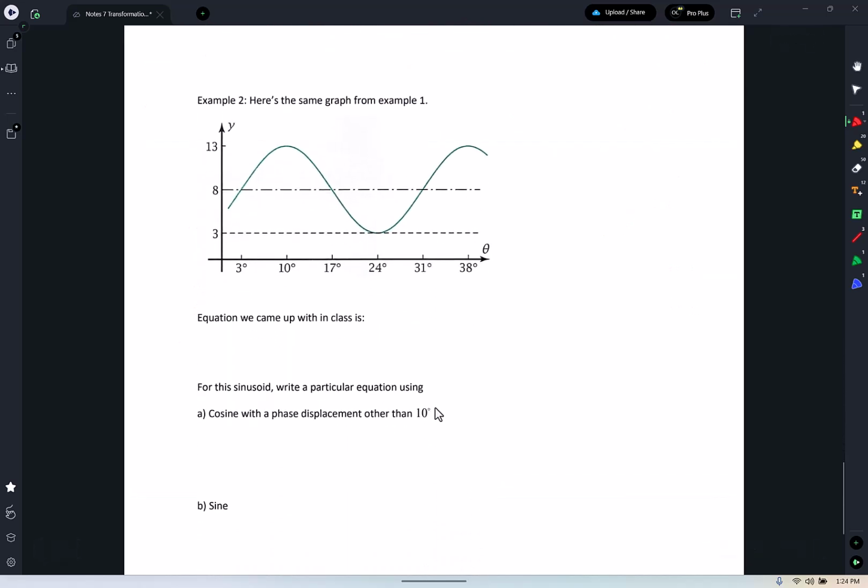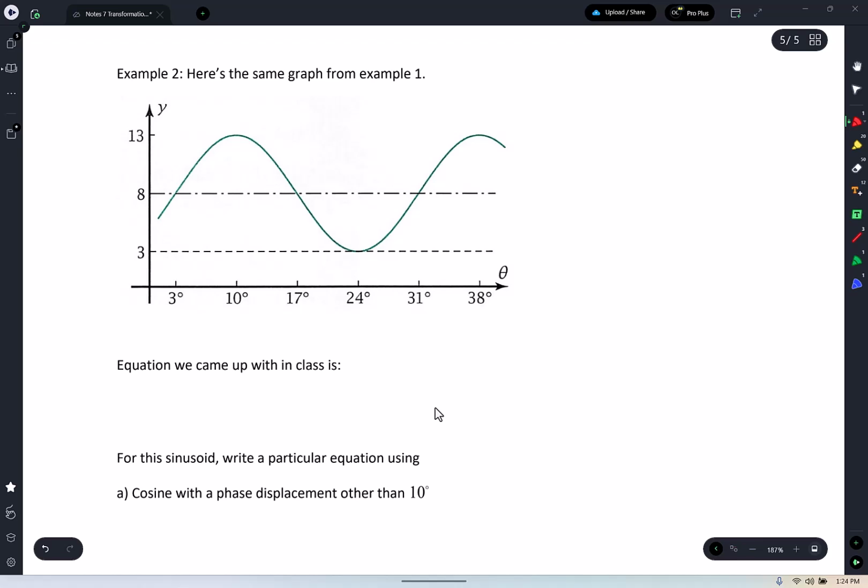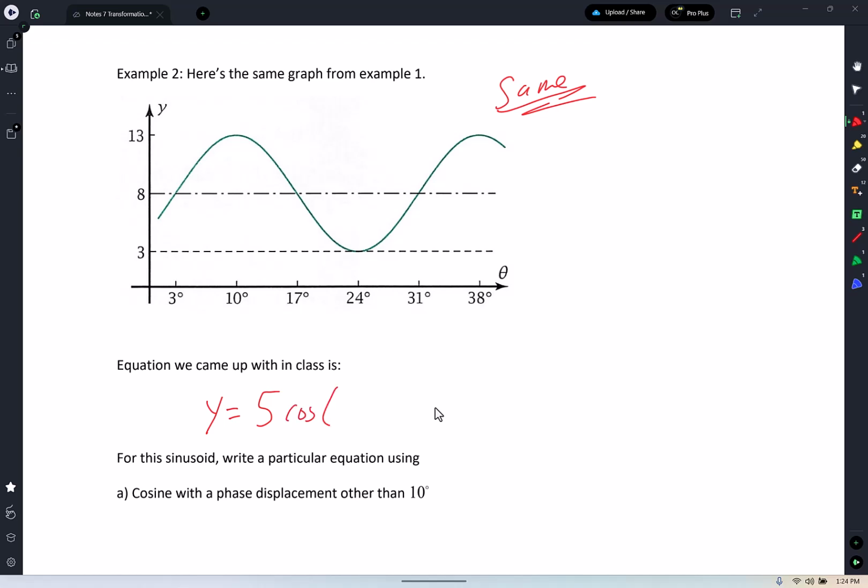And we're just going to do a whole bunch of transformations with that same graph. So don't clear it. That's the same graph. Did you clear it? Same graph. So here we go. The equation we came up with: y equals 5 cosine 90 over 7 (x minus 10 degrees) plus 8. Are we okay? Okay. All right.